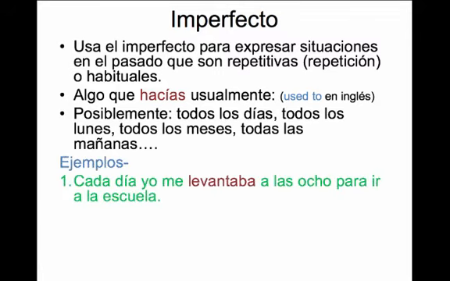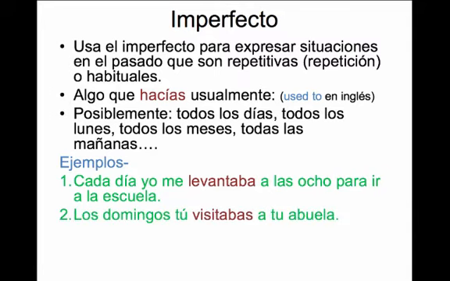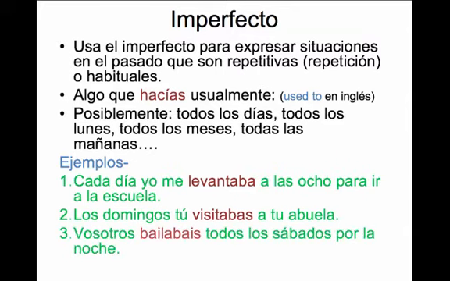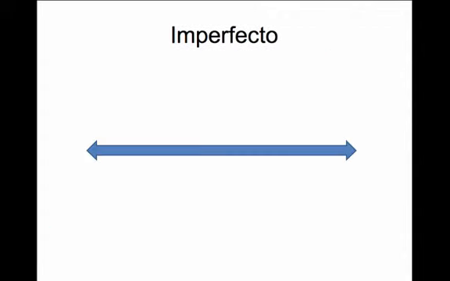So for example, cada día yo me levantaba a las 8 para ir a la escuela. Notice that aba on the end, that's one of the endings that you'll see later is how to form el imperfecto. So every day, each day, I used to wake up at 8 o'clock to go to school. Los domingos tú visitabas a tu abuela. On Sundays you visited your grandmother. Something that was habitual. Vosotros bailabais todos los sábados por la noche. You guys danced every Saturday in the evening.